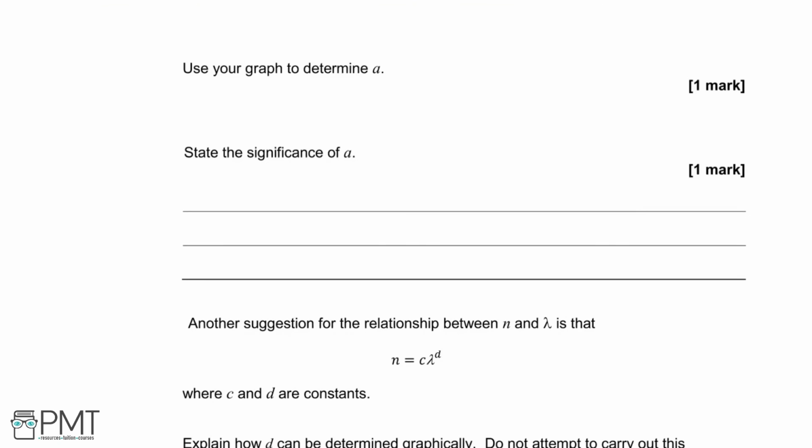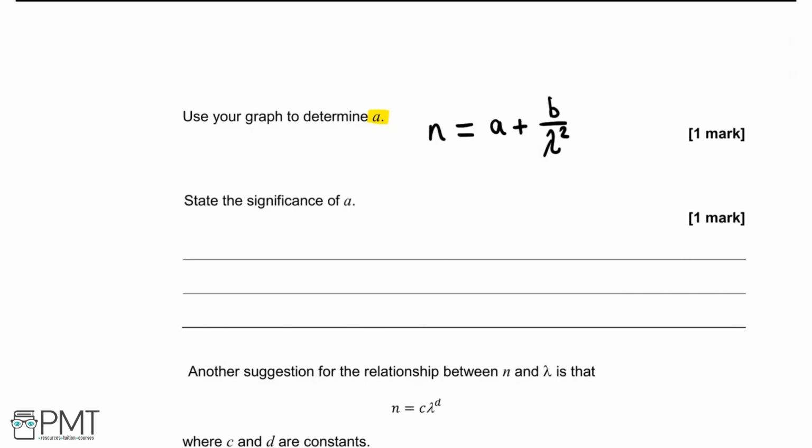Use your graph to determine A. So if we write down that equation that was given to us at the beginning, what we can see is if this graph takes a y equals mx plus c format, so rearranging it slightly, we can actually write down y equals mx plus c underneath and see what the equivalents are for each symbol. So you can see where n takes the y values, where 1 over lambda squared takes the x values. The gradient of that graph in theory should be the value of b, but the value of a should be the y-intercept. So let's look back at our graph.